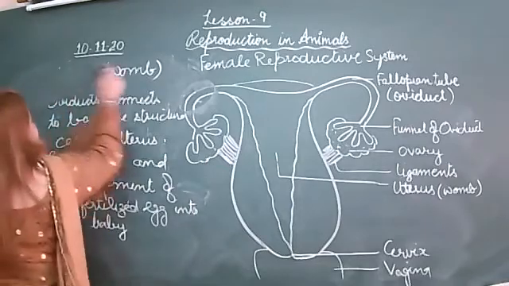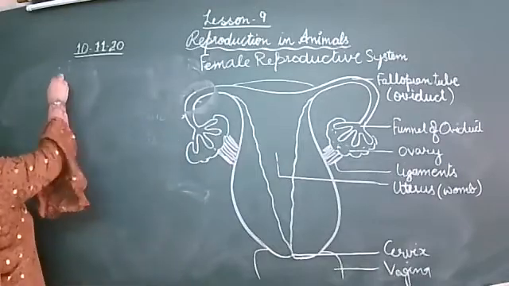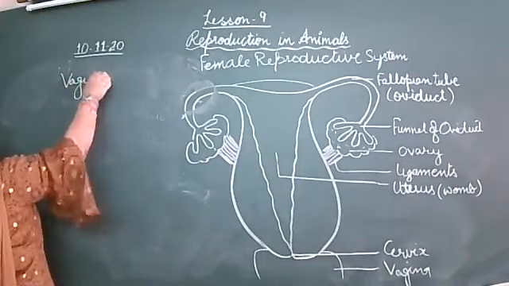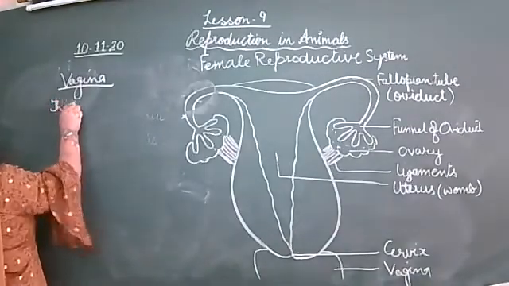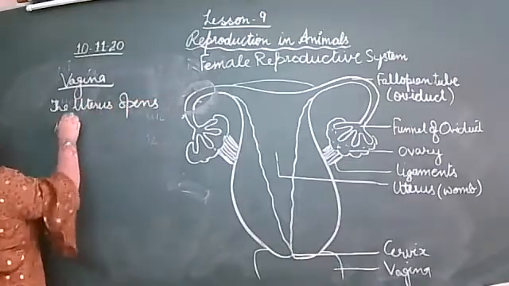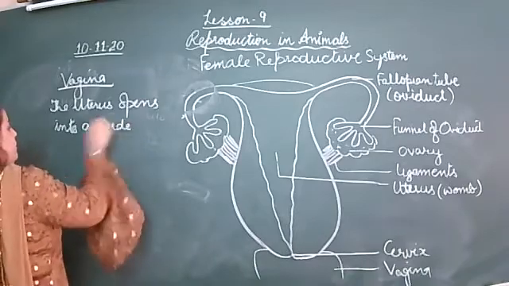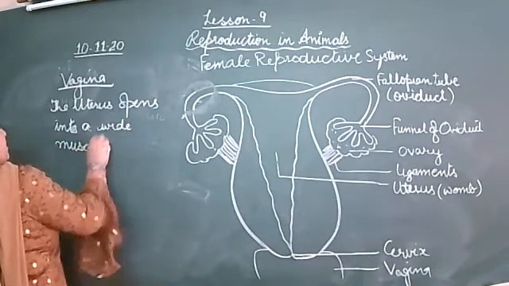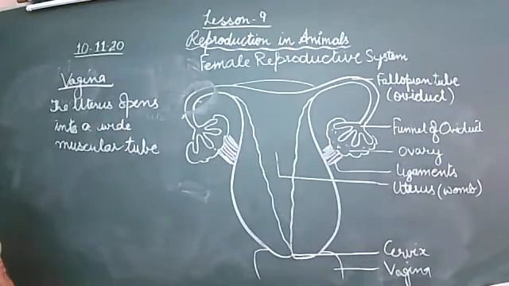Vagina. Last point, vagina. Write down vagina. The uterus opens into a wide muscular tube called vagina.